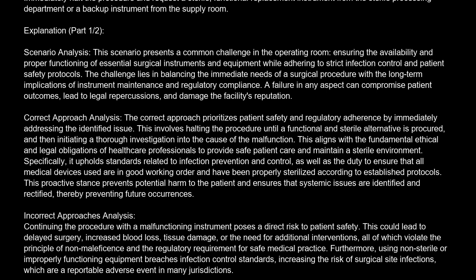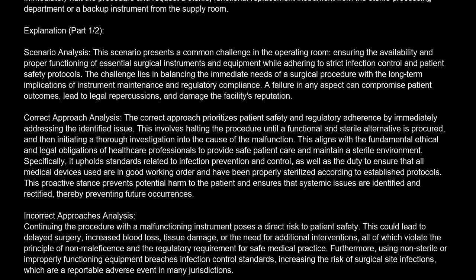Correct approach analysis. The correct approach prioritizes patient safety and regulatory adherence by immediately addressing the identified issue. This involves halting the procedure until a functional and sterile alternative is procured, and then initiating a thorough investigation into the cause of the malfunction. This aligns with the fundamental ethical and legal obligations of healthcare professionals to provide safe patient care and maintain a sterile environment.